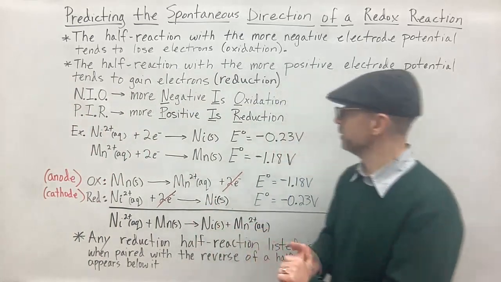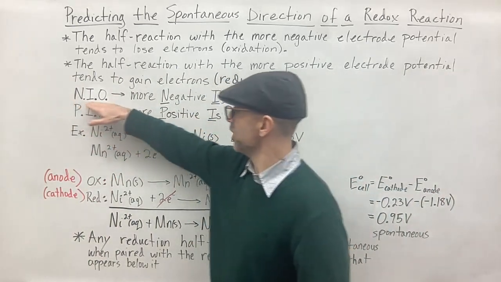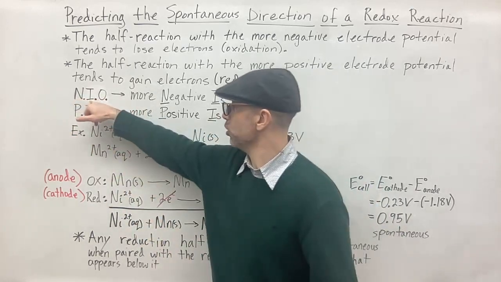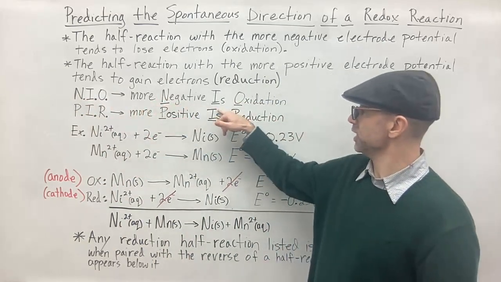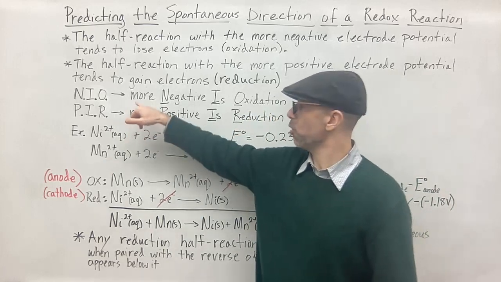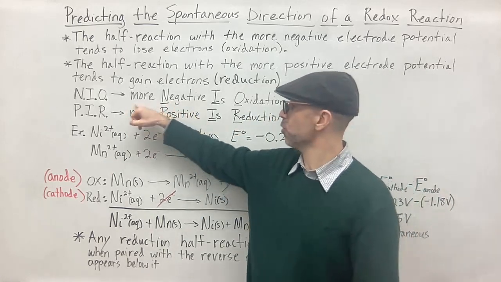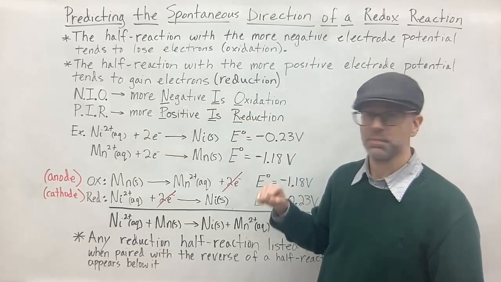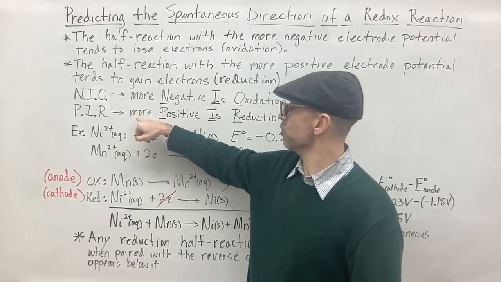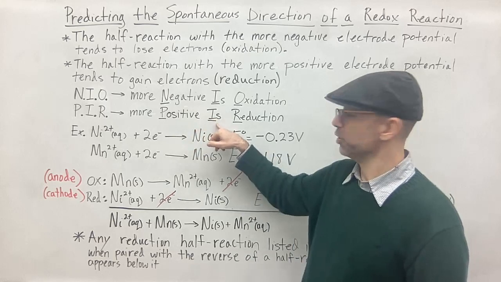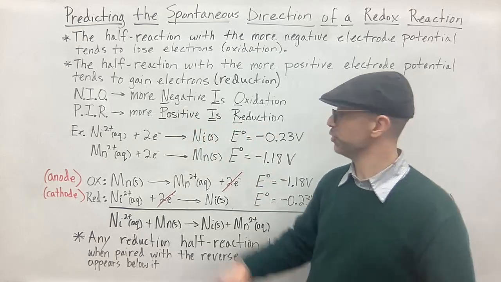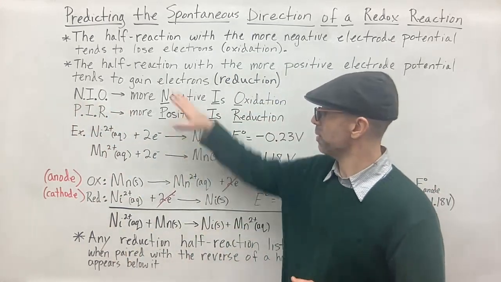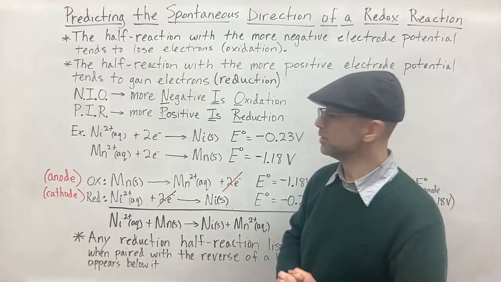Another mnemonic device that might be helpful is NIO and PER. NIO stands for "if more negative, is oxidation." So the electrode with a more negative electrode potential is going to be the electrode that undergoes oxidation, and the electrode that has the more positive electrode potential is going to be the one that undergoes reduction. If you can remember NIO and PER, then that might help you remember this idea. So let's use an example here.